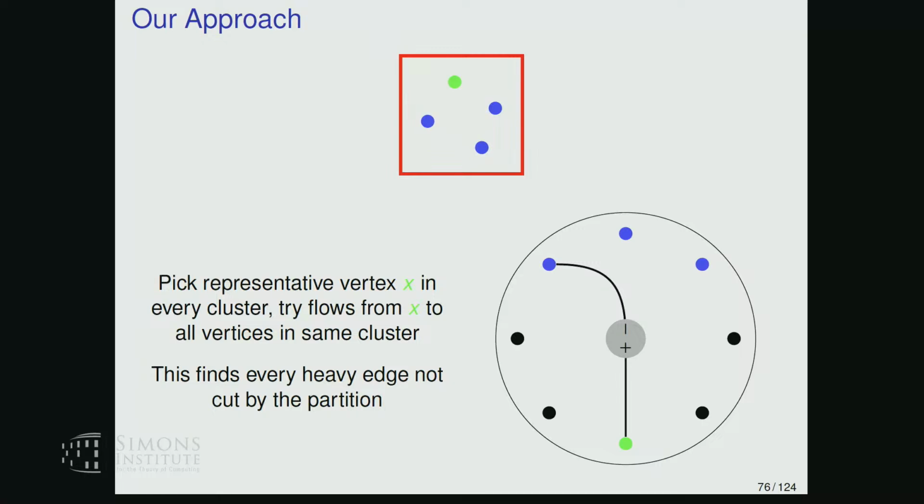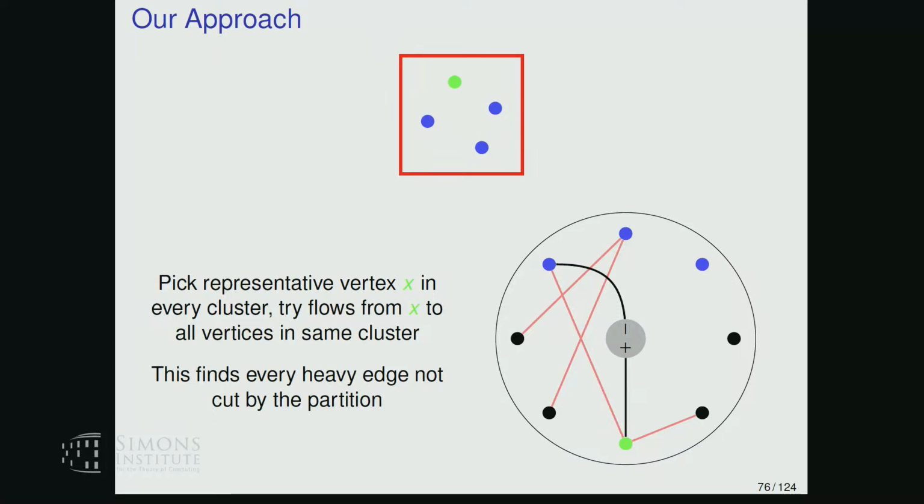And we try these flow experiments from x to every other vertex in the cluster. So that's a linear number of experiments. For every vertex in the cluster, it's one experiment. By our analysis, any edge UV that is heavy and such that both endpoints are in the cluster will light up in one of the experiments and we will find it.